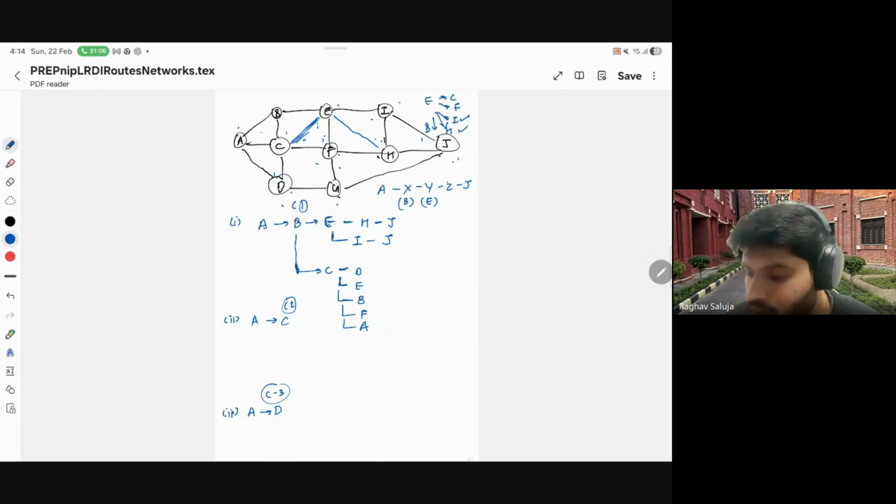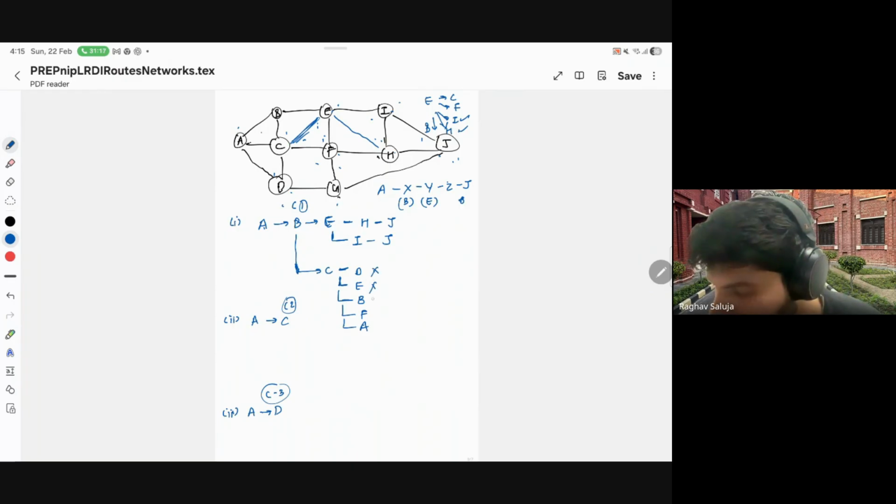1, 2, 3. Fourth node is also done. Total are 5. So these should be neighbors of J. Which of them are neighbors of J? D is not, E is not, B is not, F is not, A is not.